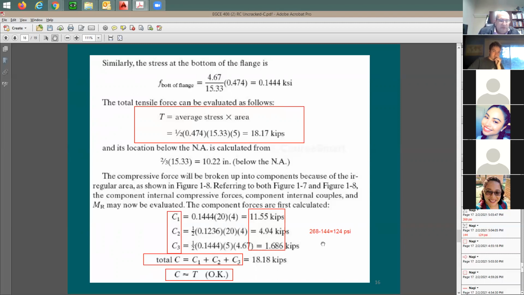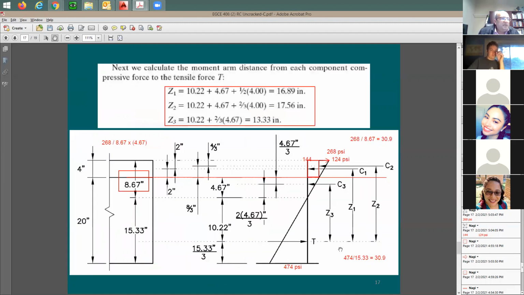I have too many forces, right? How many forces? Three forces and one tension at the bottom. How can you find the moment in this case? If you want to do the moment, you remember I said you can just take the moment, which is equal to C or T multiplied by the distance. But I don't have just one distance.